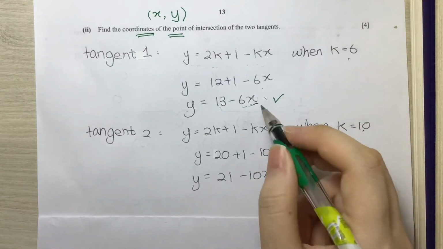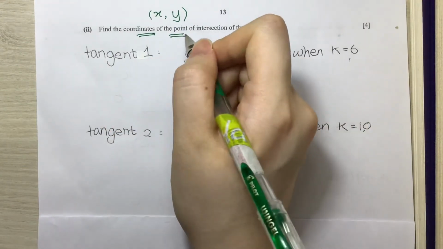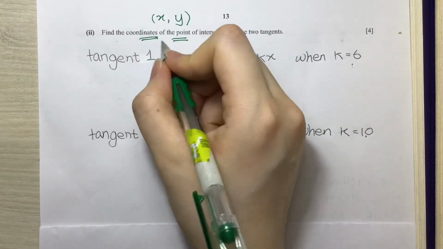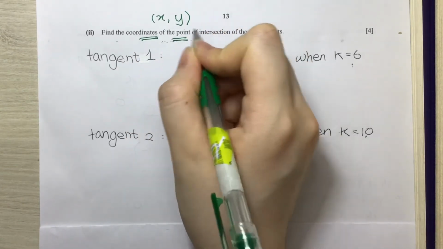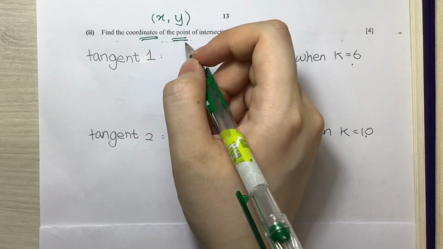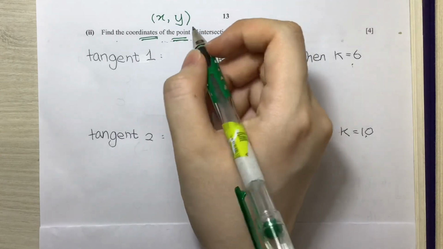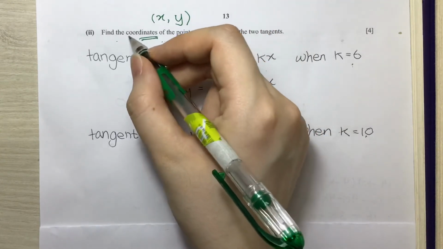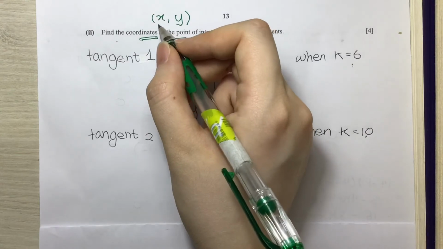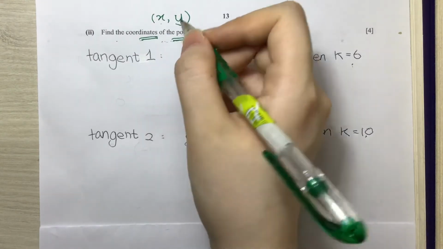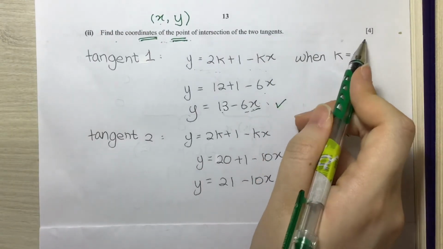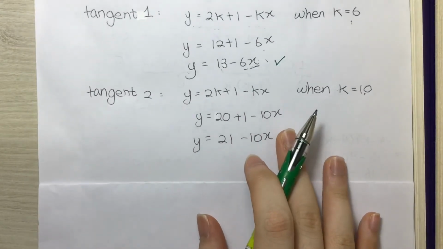So of course we'll be using these two equations, and notice that it says the coordinates of the point of intersection. In other words, it means they only intersect at one point. And all we have to do is to find the coordinates. In other words, we just have to find its x and y. And that's all we have to do in order to get these 4 marks.